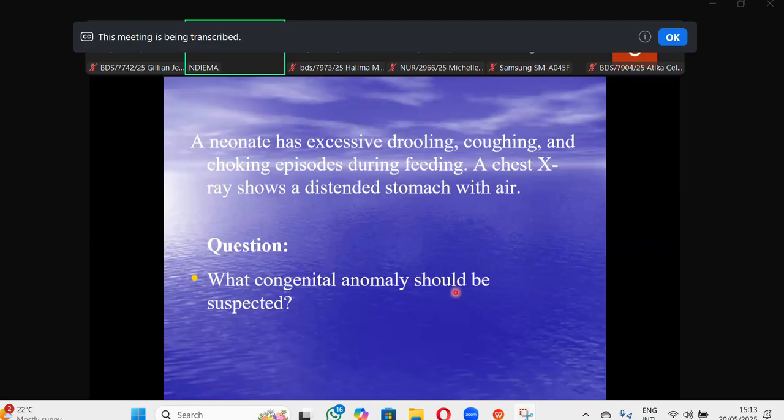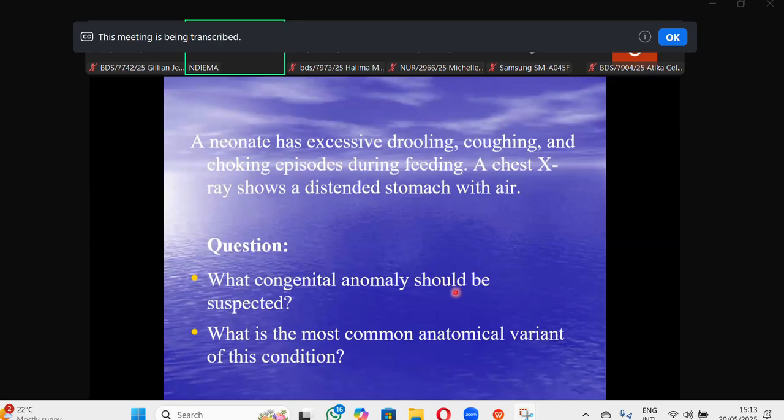What congenital malformation can this be? Here we have what you would call tracheoesophageal fistula. That is how the child presents. Immediately an attempt is made to feed the child, the child chokes, because instead of going into the esophagus, the food is also going into the trachea.